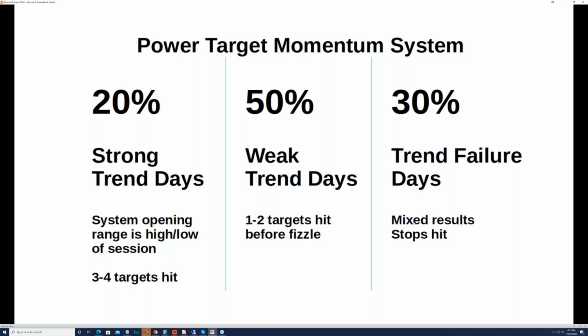30% of the time are trend failure days. These are where almost no matter what you do or whatever kind of strategy you use, traders are going to get tripped up, and you get thrown off balance. The market just doesn't want to behave that day. It doesn't want to be your friend.